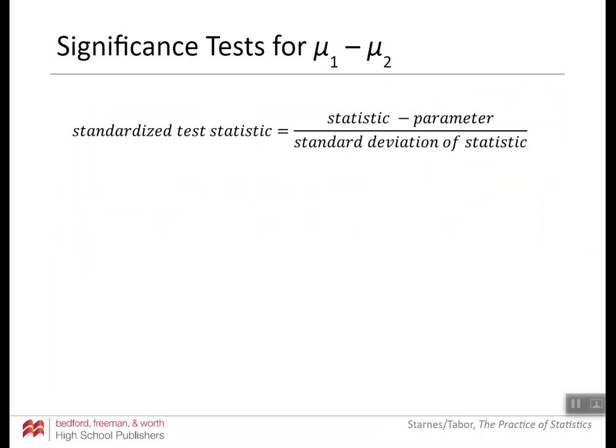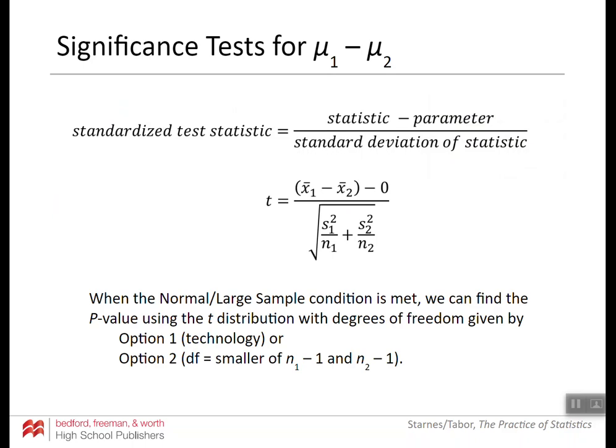So, looking at our significance test. To find our standardized test statistic, we have our generic formula here. The more specific formula for t is x bar 1 minus x bar 2 minus 0, because 0 is the value in our null hypothesis, over the standard error, which is given on the formula sheet. So, when our normal or large sample condition is met, you can find the p-value using the t distribution with degrees of freedom given by either the technology, or choose the smaller value, n1 minus 1 or n2 minus 1.